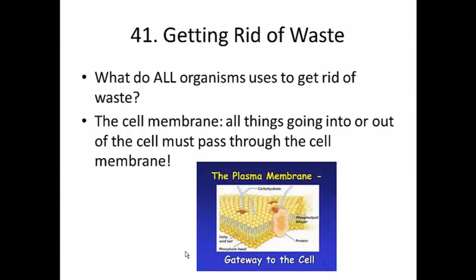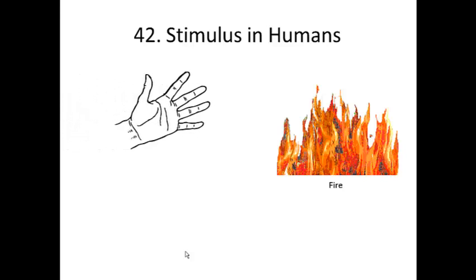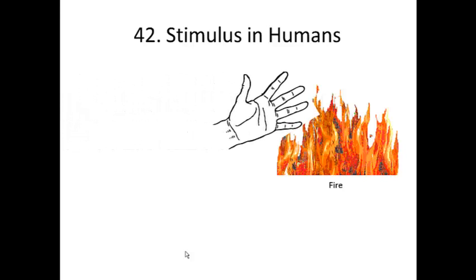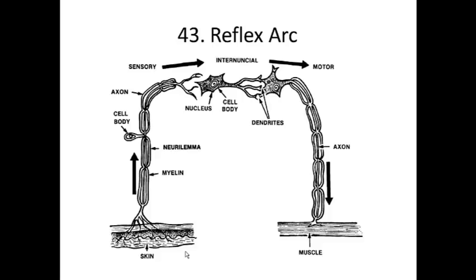So it's often called the gateway to the cell because everything must go through it to enter or exit the cell. So in humans, here's an example of a stimulus. If you put your hand close to something that's hot, so that is the stimulus, you're going to say ouch, and your response to that is of course going to be to jump away or to pull your hand back. So a stimulus is something that leads to a response, and the purpose of this is to protect that organism.